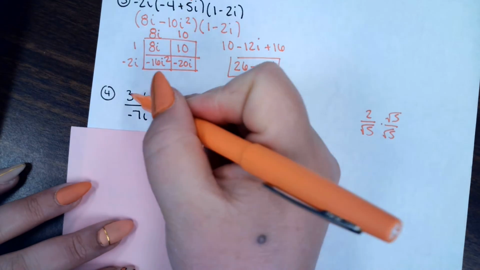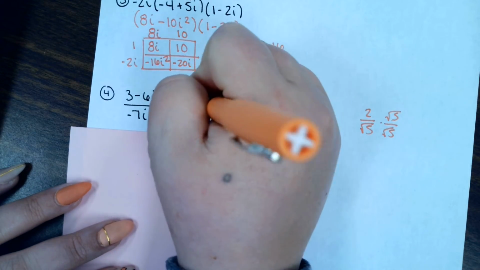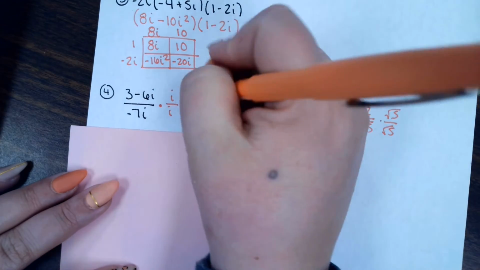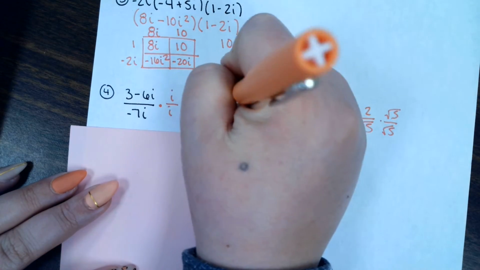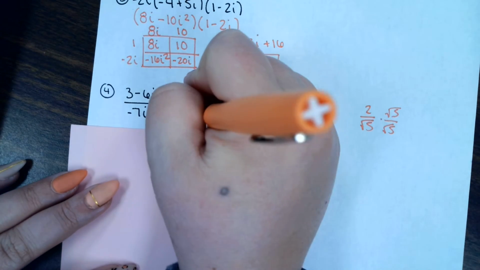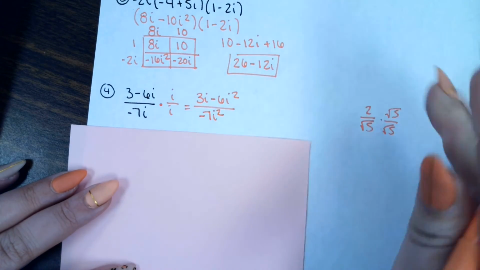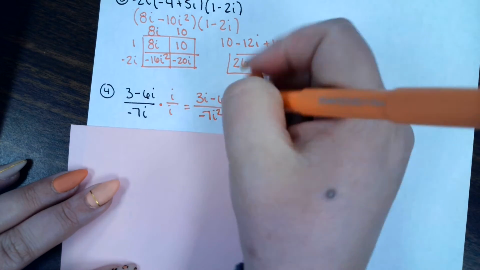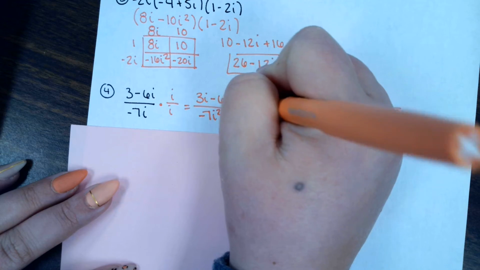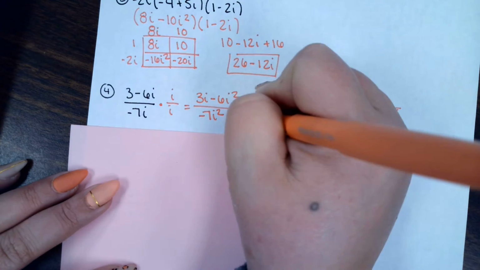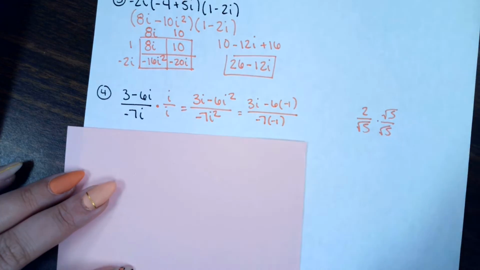All right, then we multiply. 3 times i is 3i. Negative 6i times i is negative 6i squared. Negative 7i times i is negative 7i squared. Then we just replace those i squared. So we have 3i, times negative 6 times negative 1, and negative 7 times negative 1.